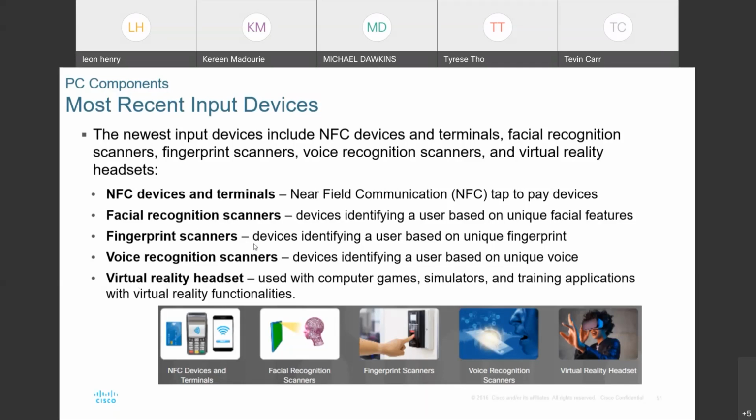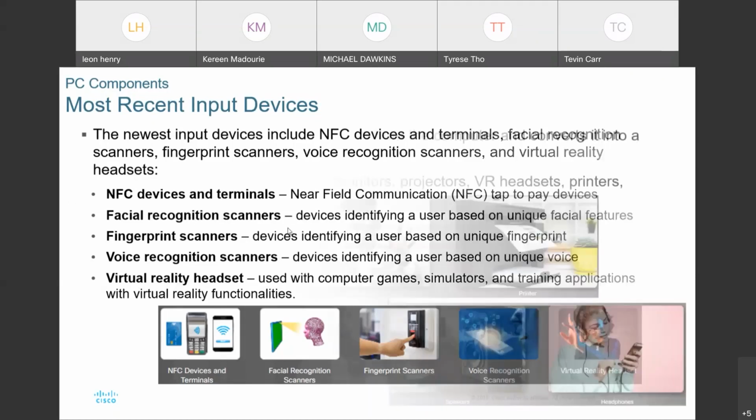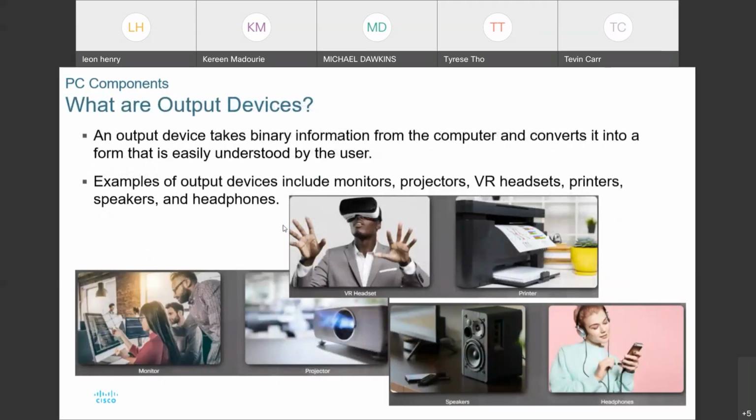And for those who have been to the embassy, you know what the fingerprint scanner is, and some workplaces also use it. Any questions before we move on to input devices?